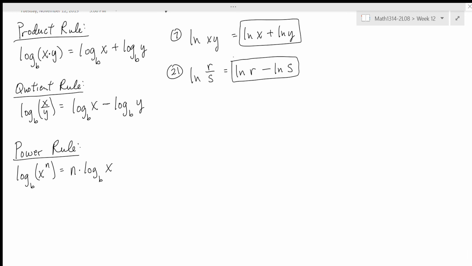Okay, next problem. Let's do 11. Log of y to the 8th. What rule? Power rule. And where does the 8 get to go? Listen to this. That 8 is going down. Oh, he's going down on the log. Just like that.